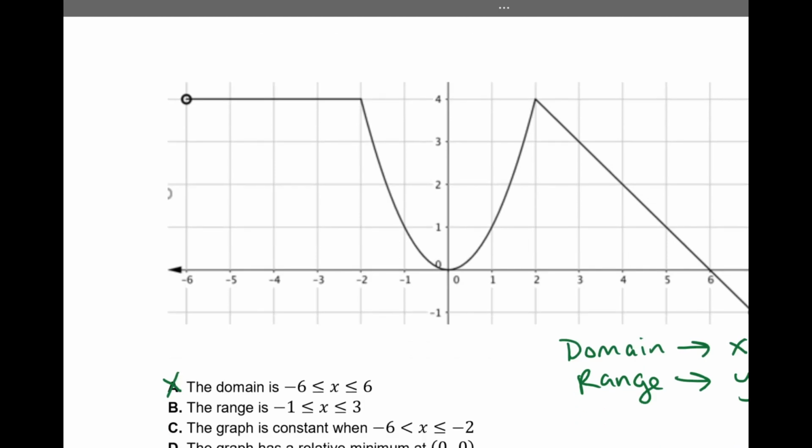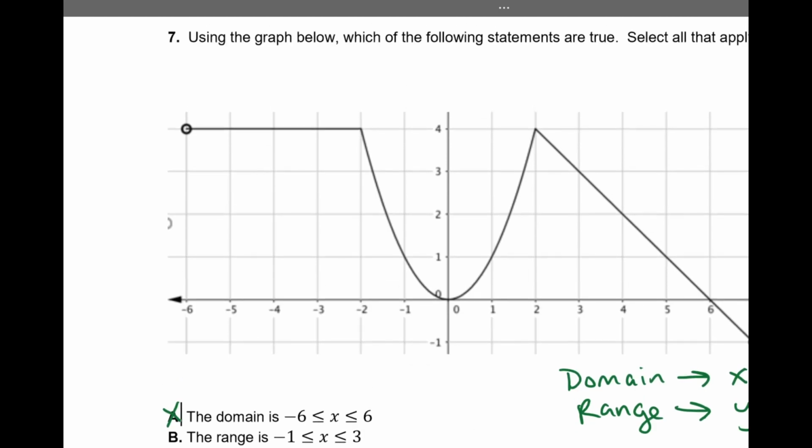The range is -1, less than x, or less than 3. So -1, which is right here for your range, and it's got to be nothing greater than 3. Well, that's wrong because there's a 4 right here, so that's wrong. On top of that, it says x, so they've tried to fool you from the beginning. Range is not x, range is y, so that is wrong as well.